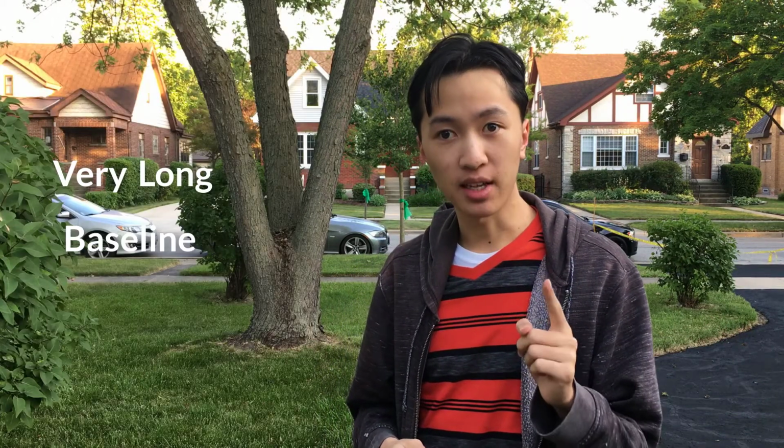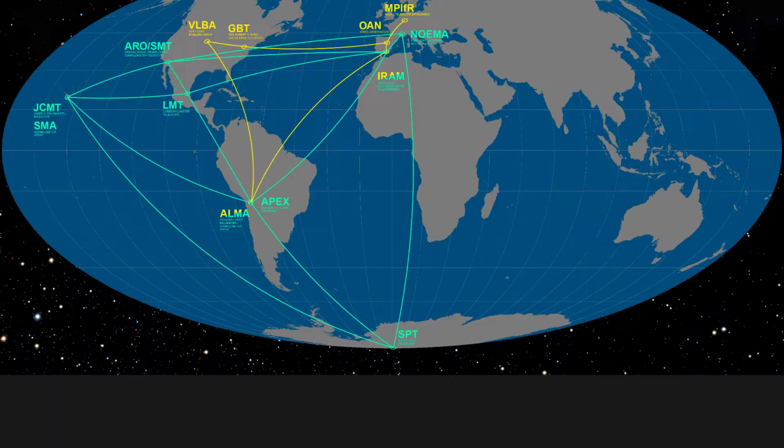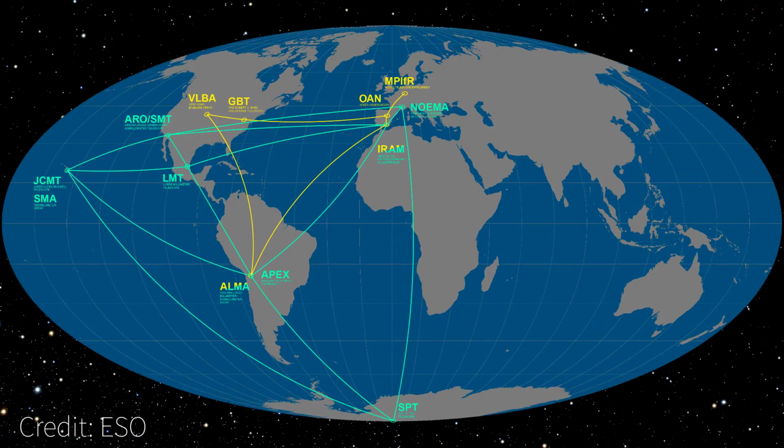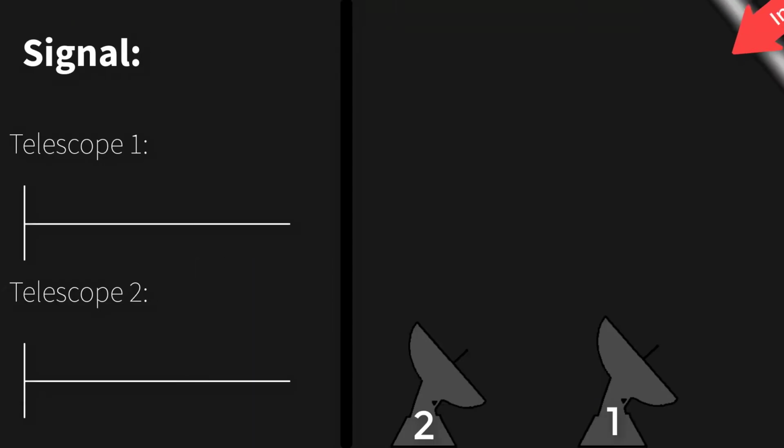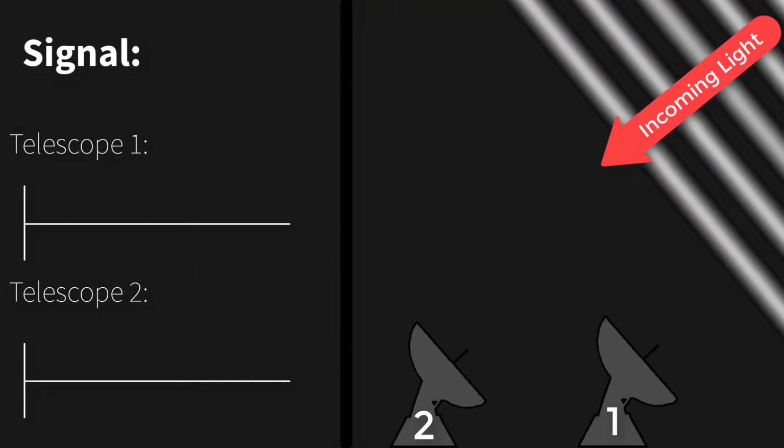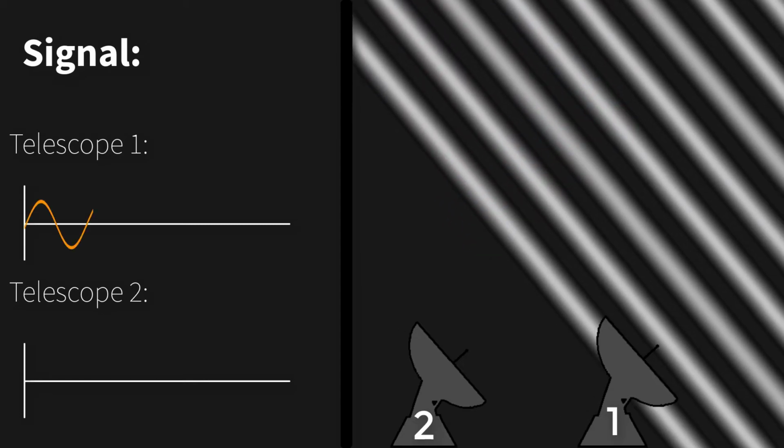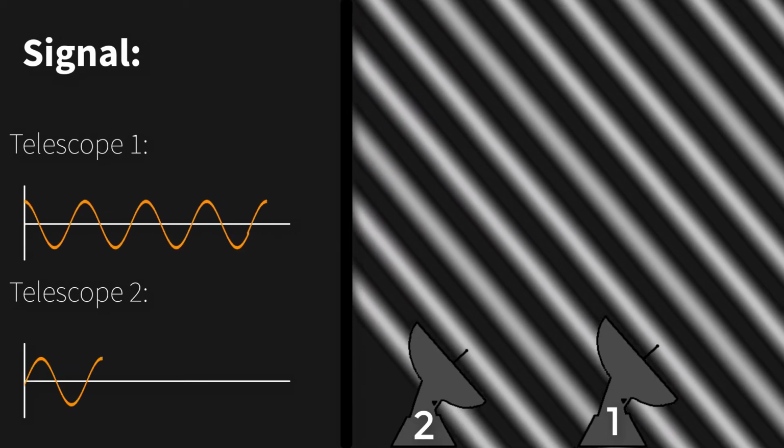Well, it turns out there's a way to simulate a giant telescope with many smaller telescopes. This is called very long baseline interferometry. In order to perform VLBI, many pairs of telescopes observe the same target at the same time. Light arrives from the target and is detected by the telescopes. However, since one scope is slightly closer than the other, there is a very slight delay.